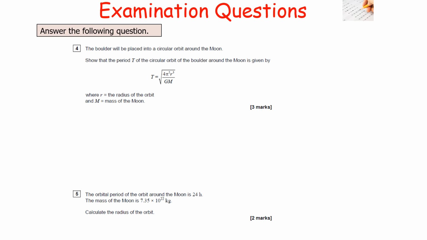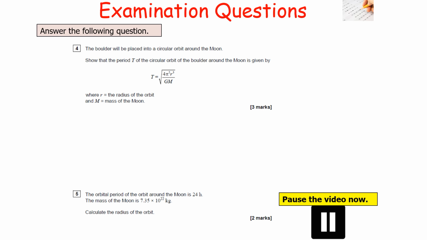The next question says the boulder will be placed in a circular orbit around the moon. Show that the period T of the circular orbit of the boulder around the moon is given by the equation T equals the square root of 4 pi squared r cubed over GM. Then the orbital period of the orbit around the moon is 24 hours. The mass of the moon is 7.35 times 10 to the 22 kilograms. Calculate the radius of the orbit. So pause the video now, then unpause the video when you want to go through your answer.